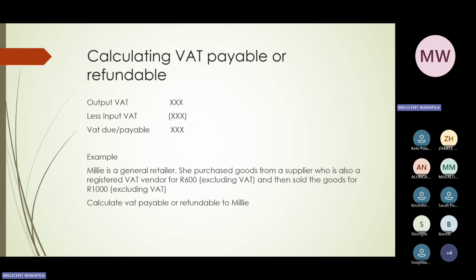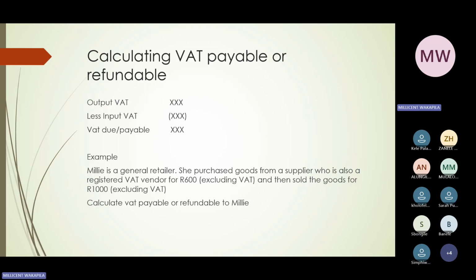So now we go to calculating VAT payable or refundable, because I've been singing to you guys that VAT is a form of tax that we have to pay over to SARS. I also mentioned that there are VAT outputs and VAT inputs. The VAT output is the one that you charge, and the VAT input is the one that you claim. These are the basis for calculating the VAT that can be payable to SARS or refundable from SARS.